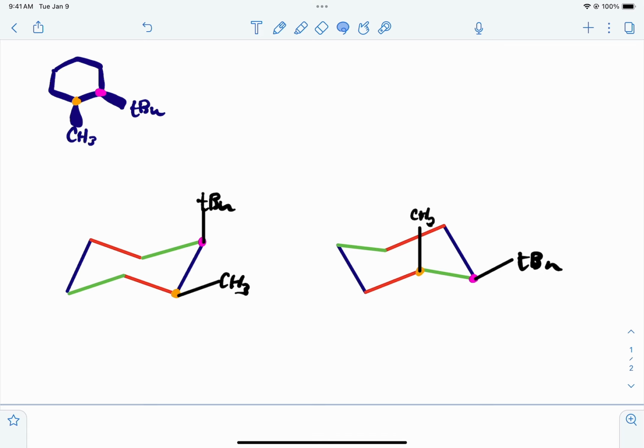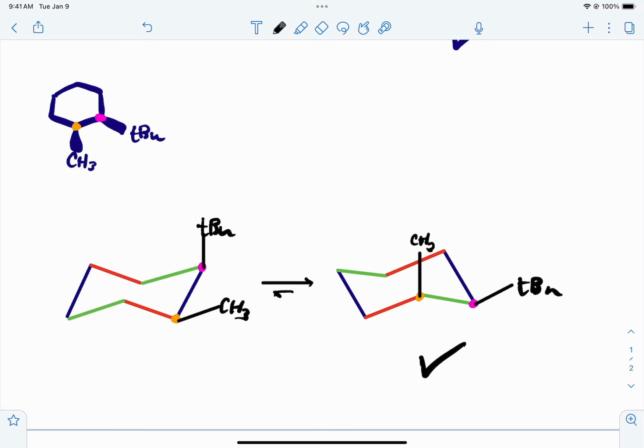So the T-butyl, being the more bulky group, is going to have a stronger preference to be equatorial. Okay, so this chair, the second chair, and it's a coincidence that it's our second chair, happens to have the T-butyl group equatorial, so there's going to be a much greater preference for that chair than the other one. So the equilibrium is going to favor that direction. Basically, the chair is going to spend more time in the second conformation than it is in the first. Okay, so that's how you do chair conformations.